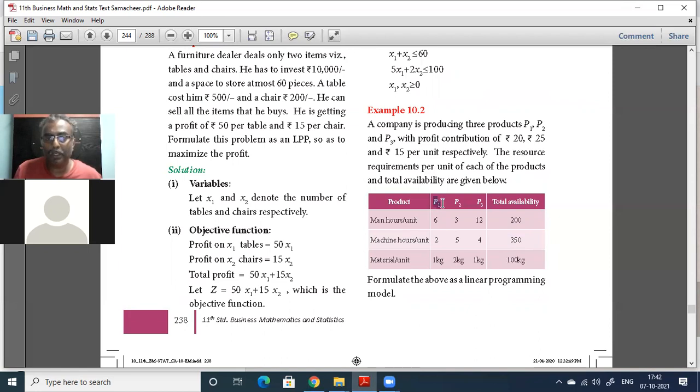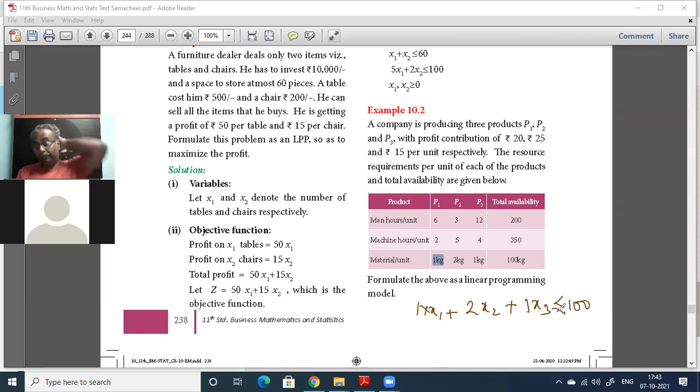If you are producing X1 units of P1, each will take up 1 kg, so 1 into X1 kg it will take up. You are producing X2 units, we don't know what is optimal, you have to find out; each will take up 2 kg. Then if you produce X3 units of product 3, that will again take up 1 kg each. Altogether it must be less than or equal to 100 kg, because only 100 kg of raw material is available. So this becomes constraint 3.